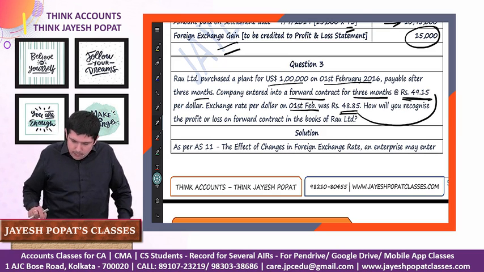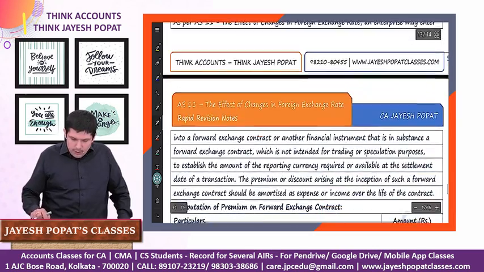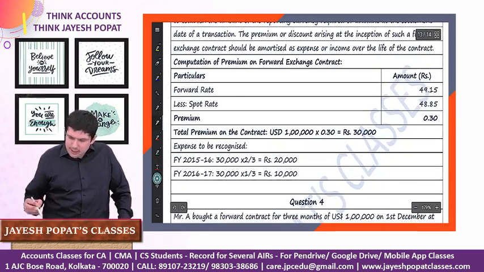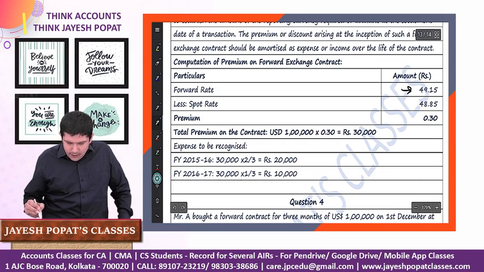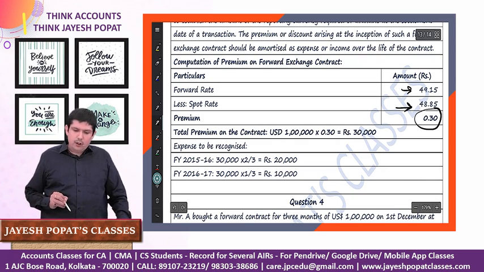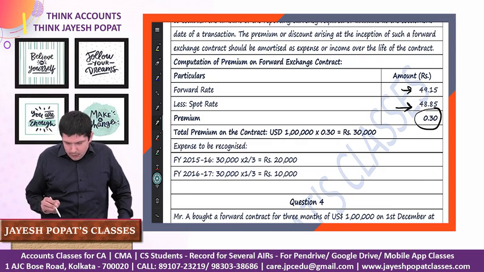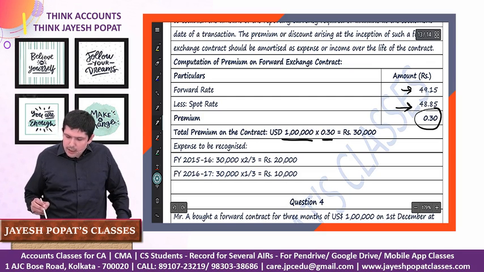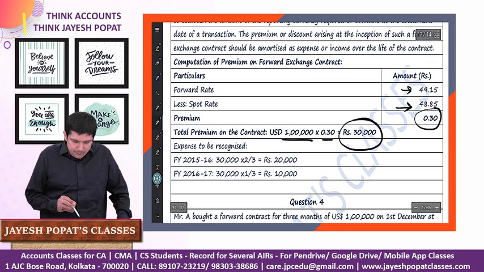How will you recognize the profit or loss on that contract? So we'll state the text from the standard. We will say that the forward rate is 49.15, the spot rate is 48.85. So this is your forward premium per dollar. There is $1 lakh and 30 paisa per dollar. So 30,000 rupees is your total forward premium.